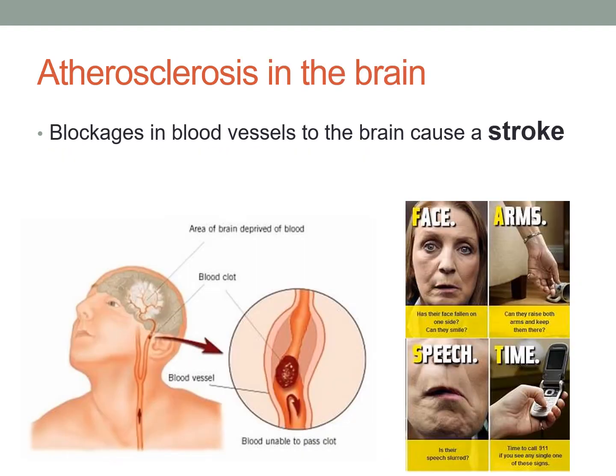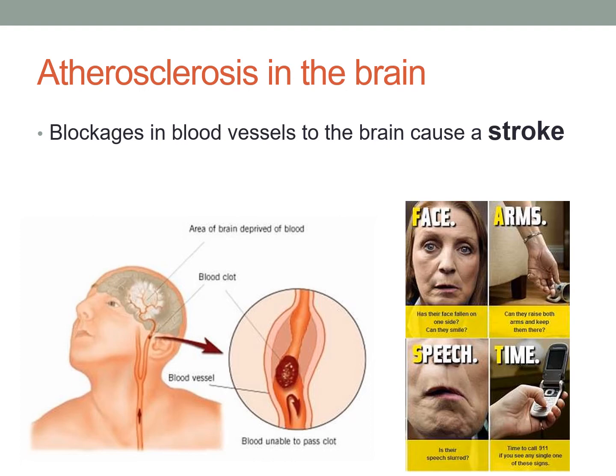You can have atherosclerosis in other arteries too, right? It's not unique to the coronary arteries. So if you get atherosclerosis and blockages of the arteries to your brain, that's what causes a stroke. A stroke is death of brain cells due to lack of blood flow, right? So if they're not getting blood flow, they're not getting oxygen, they're not getting glucose, and they will die.